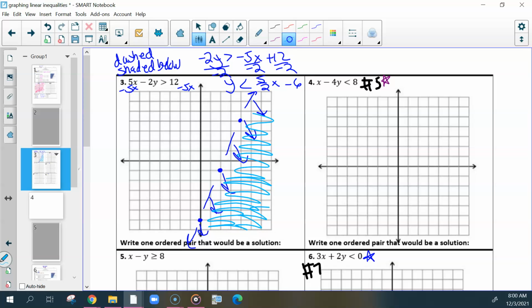The last part says, write one ordered pair that would be a solution. There are many. Someone give me one. Alex: 4, 1. Or you could say 7, 0, go for it. Or 7, -7. As long as it's in the shaded area, it doesn't matter. Questions about that?